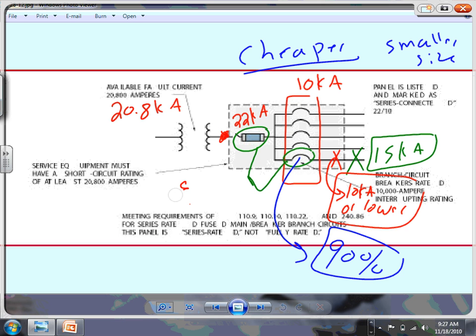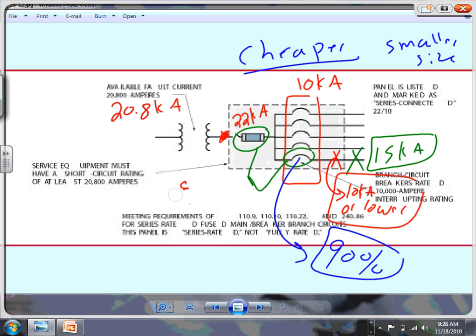Why do they call them series rated, guys? Because look at that, in series, one at a time. They work together. If the short circuit downstream is higher than the little guy's rating, it stops, and the main will take care of it. If the short circuit downstream is equal or less, the little guy will handle it, which is 90% of the time. I can trip the main 10% of the time, versus I have a cheaper product.